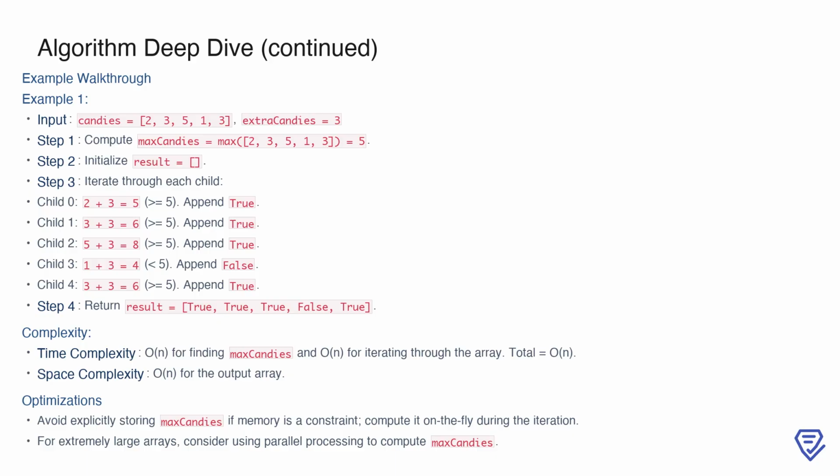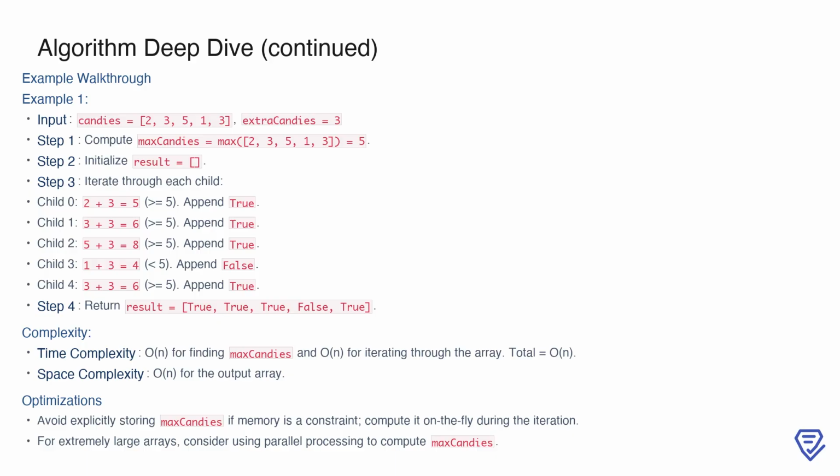The fourth child with 1 candy gets a total of 4 after adding 3, which is less than the maximum, so we append false. Finally, the fifth child with 3 candies reaches 6 after adding 3, which is greater than or equal to the maximum, so we append true. The final result is true, true, true, false, true.